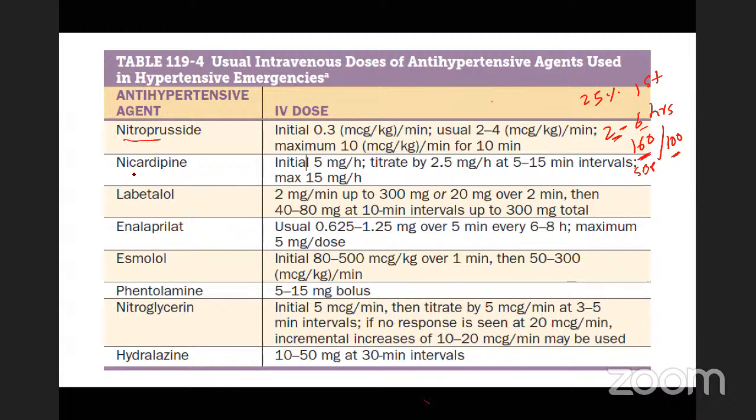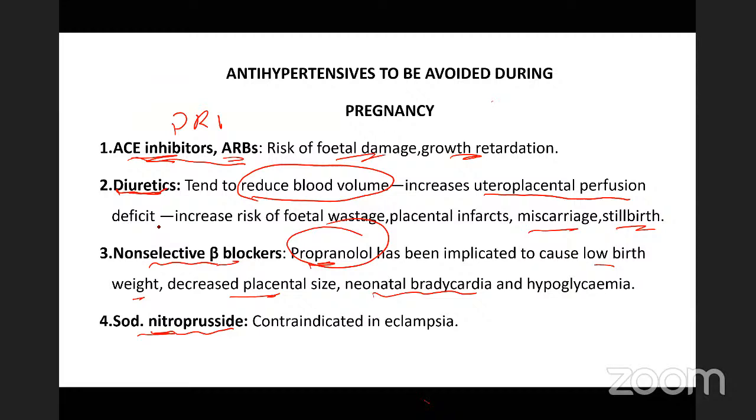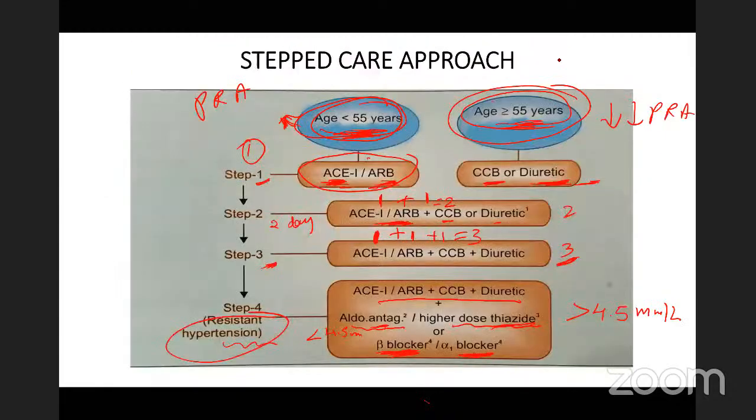Let us memorize the drugs: nitroprusside, nicardipine, labetalol, enalaprilat, not enalapril, it's enalaprilat, esmolol, an ultra short acting beta blocker, phentolamine, nitroglycerin, hydralazine. So these are the drugs used in hypertensive emergencies. Okay, very important. One more important point I forgot to tell here is the target blood pressure. It should be less than 140 systolic and less than 90 diastolic in patients less than 55 years.